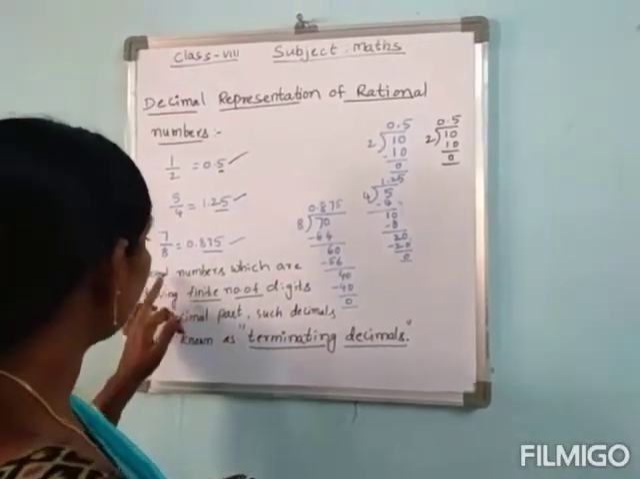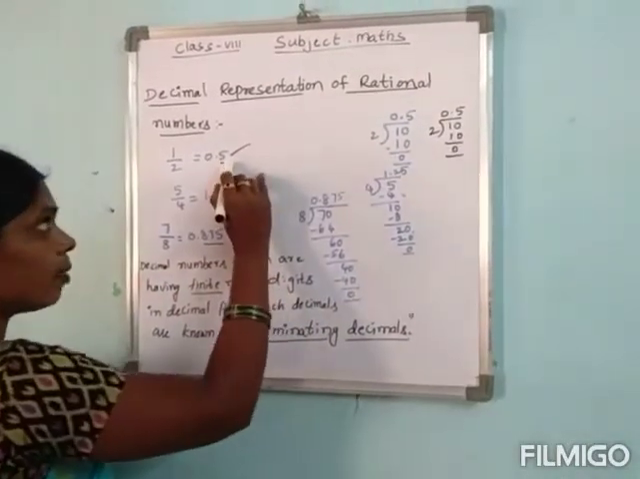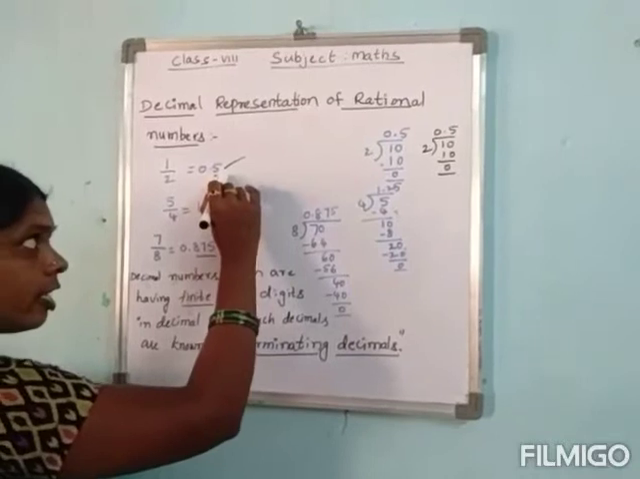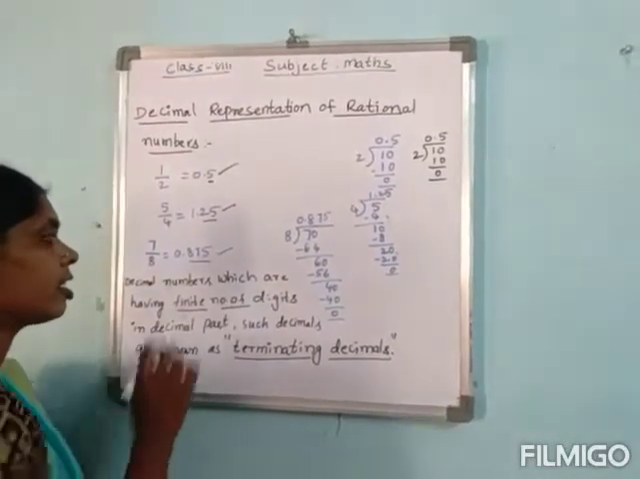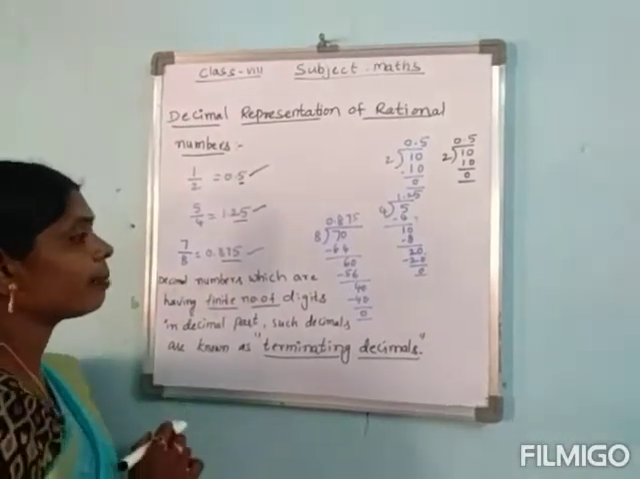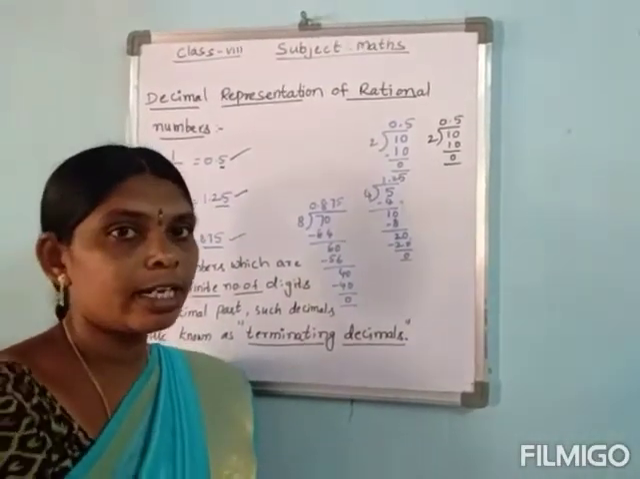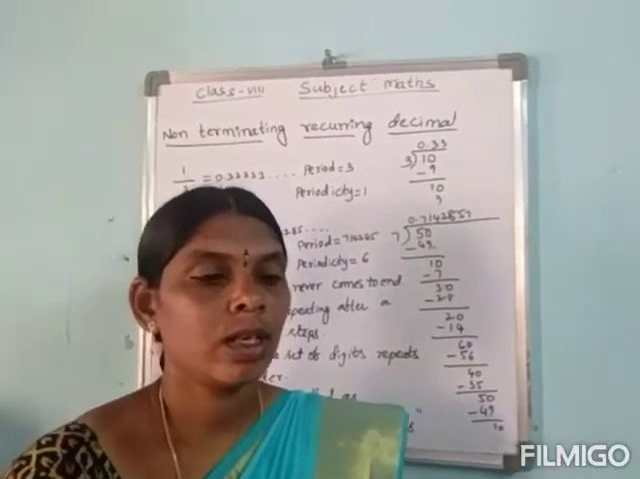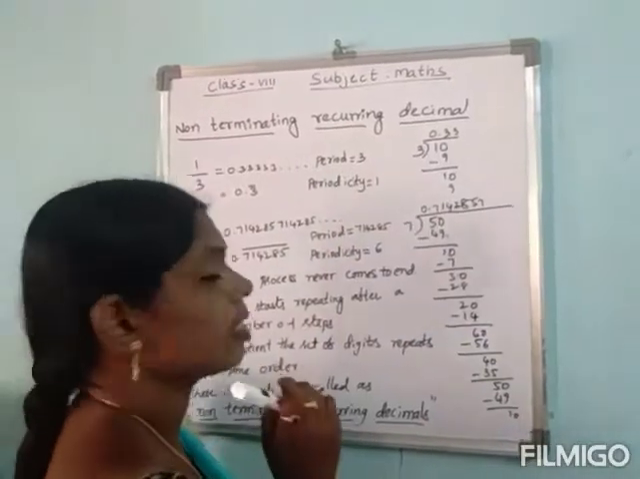Okay. So decimal numbers which are having a finite number of digits in the decimal part: 1 digit, here 2 digits, here 3 digits. Such decimal numbers are called terminating decimals. The next one is non-terminating recurring decimals.